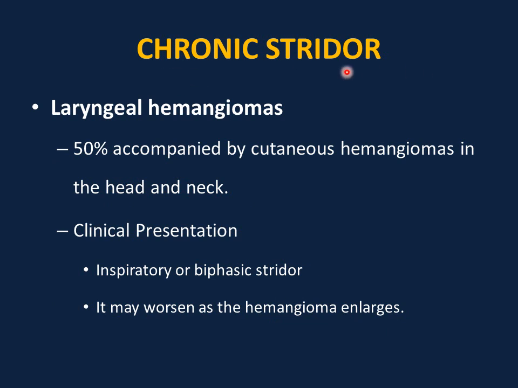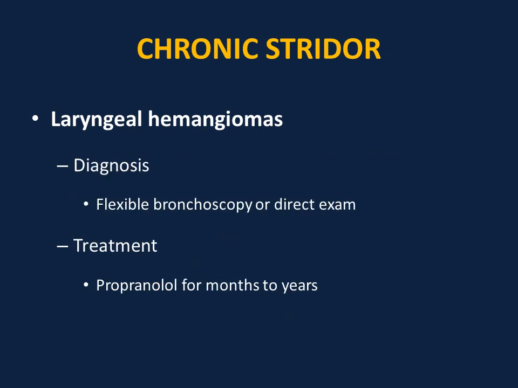Another cause of chronic stridor is laryngeal hemangioma. 50% are accompanied by cutaneous hemangioma in the head and neck. So if you have a child presenting with stridor and you see a hemangioma on the skin in the neck area, you should consider laryngoscopy or investigation to find out if it's associated with laryngeal hemangioma. Clinical presentation is inspiratory stridor or biphasic stridor, inspiratory and expiratory. It may worsen as the hemangioma enlarges, similar to the cutaneous one, which can become large with time, then start to shrink again. Diagnosis of laryngeal hemangioma is by flexible bronchoscopy or direct examination. The treatment is propranolol for months to years.